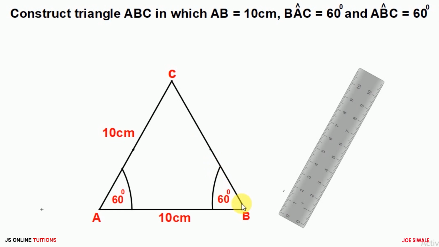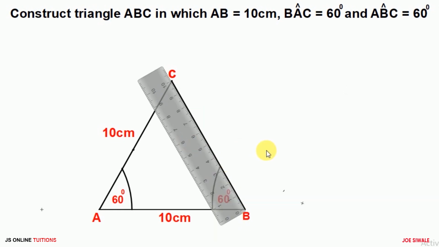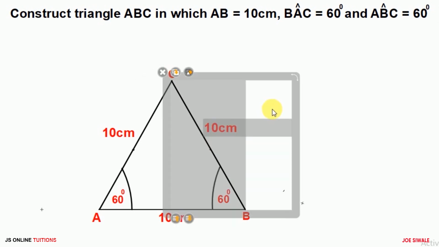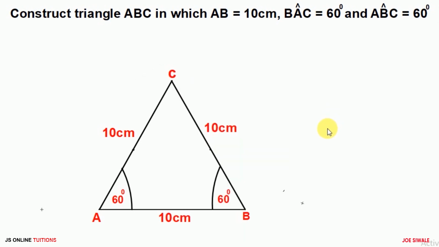Let us now measure the length of line BC. So for us to measure the length of line BC, we're going to start at 0. So as you can see, we have our 0 there. Then we have 10. So that's 10 centimeters. So let us indicate that. So we have indicated the length of line BC as 10 centimeters.